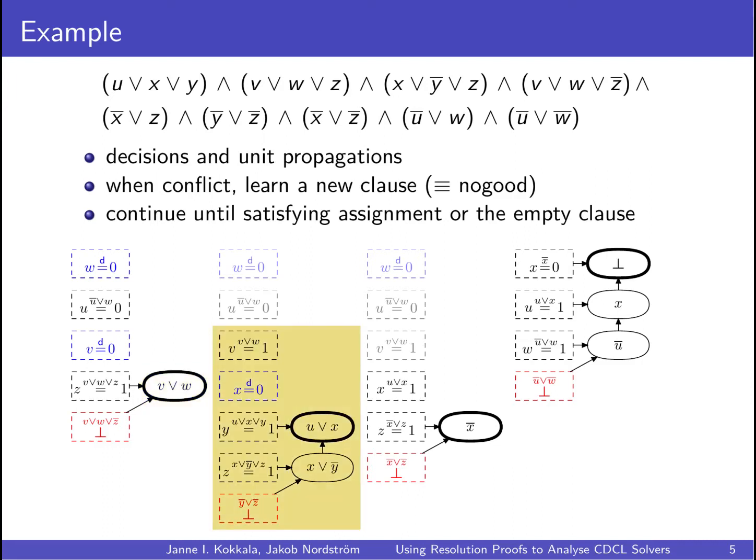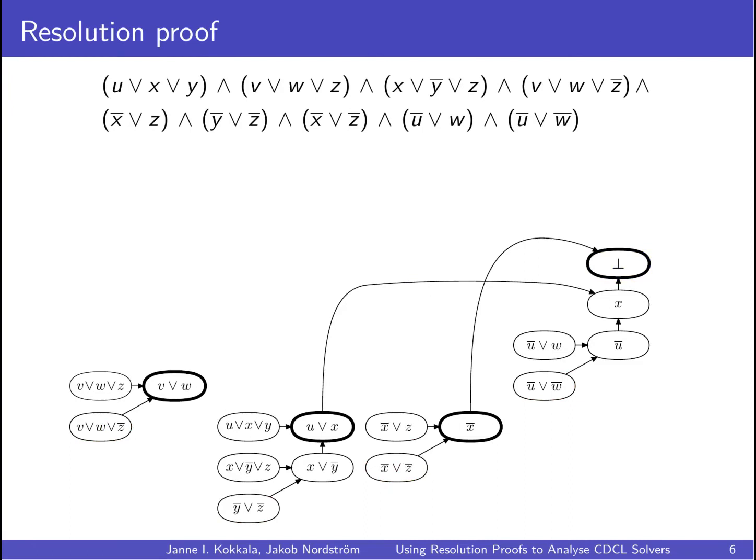Then this procedure is repeated until a satisfying assignment is found, or in this case, the solver learns the empty clause, which means that the formula is unsatisfiable. And actually, if we look at how all these learned clauses were derived and used later, we get a graph like this. And this graph actually corresponds to a proof of unsatisfiability of this formula in the resolution proof system.